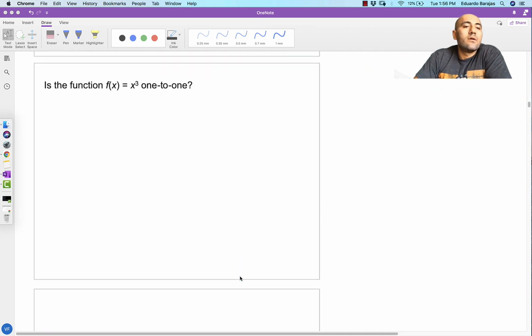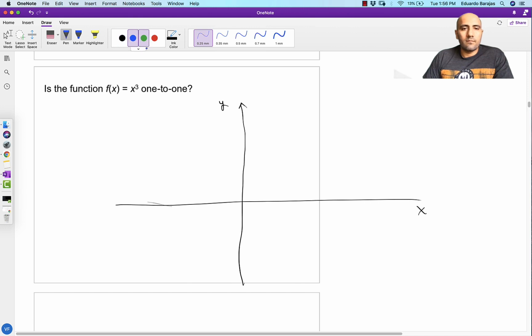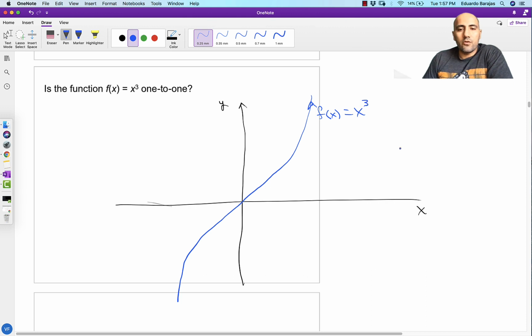Okay, so for example, is the graph of x cubed 1-to-1? Well, we can do the graph. Right? If you remember the graph of x to the third power, just a simple sketching of it, it's going to look something like this. So this is f of x equals x cubed.